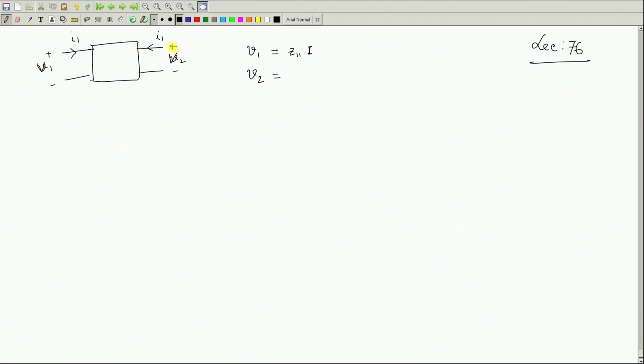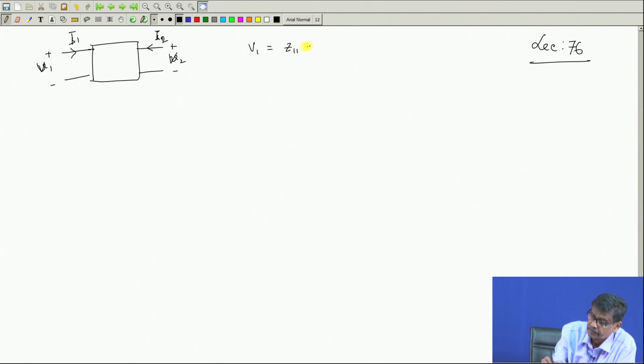Let me write that. V1 is equal to Z11 I1 plus Z12 I2, and V2 is equal to Z21 I1 plus Z22 I2.